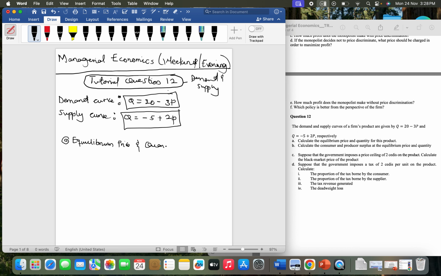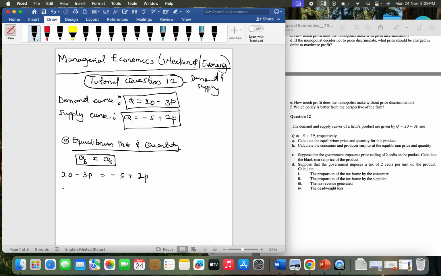So, equilibrium price and quantity. We know quantity demanded must be equal to quantity supplied. So this is the condition: our QD must be equal to QS. So they gave us demand to be Q = 20 - 3P, equal to QS, which is -5 + 2P. So we group like terms.